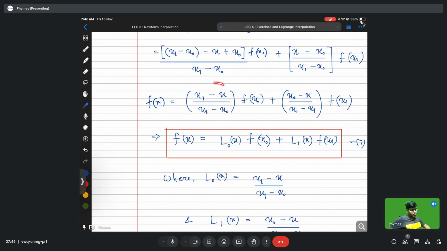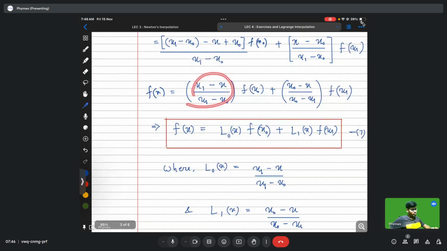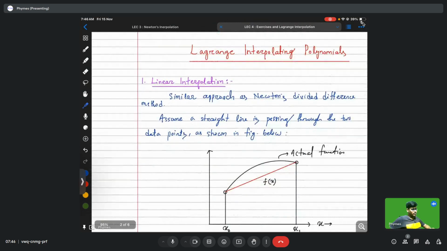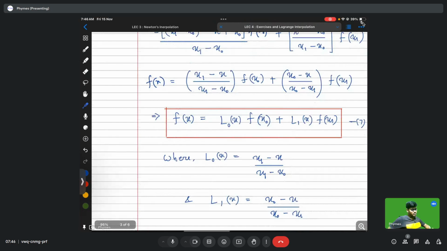And here you see there are two functions that are acting as the coefficients of these f of x0 and f of x1 values, and these functions are known as Lagrange's interpolating polynomials. As we have in the heading, this is Lagrange's interpolating polynomials. So these functions, this one and this one, are known as the Lagrange's interpolating polynomials. This is known as L0 of x and this is known as L1 of x.